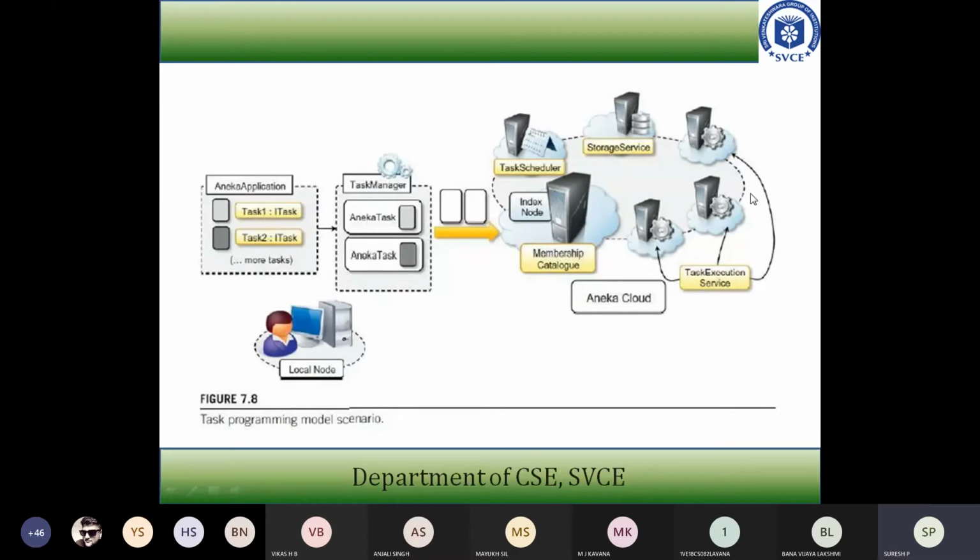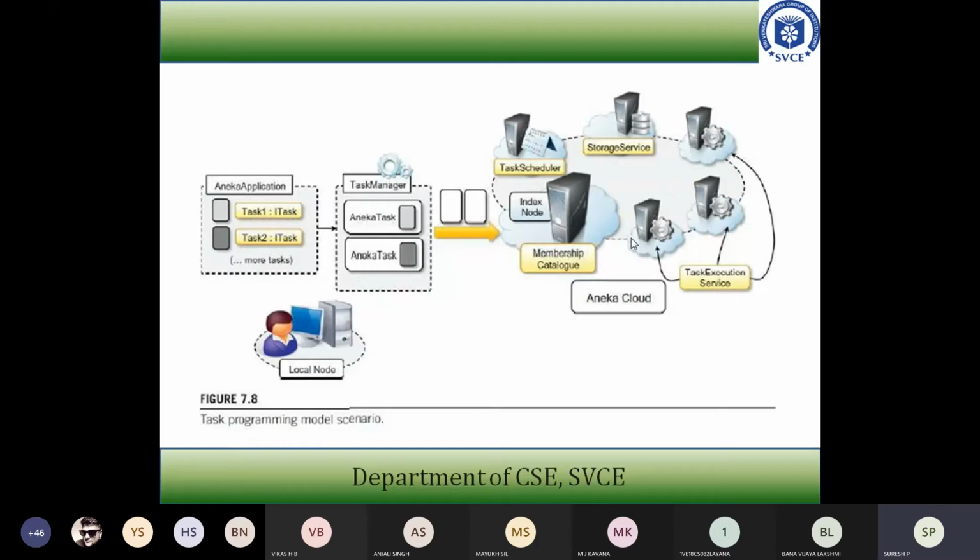Now the Aneka task comes to the membership catalog, because when you want to access the resources of Aneka, you should first have membership in the Aneka cloud. Whom do I have to request to run my task inside the Aneka cloud? I first have to check whether my account is available in the Aneka cloud or not.